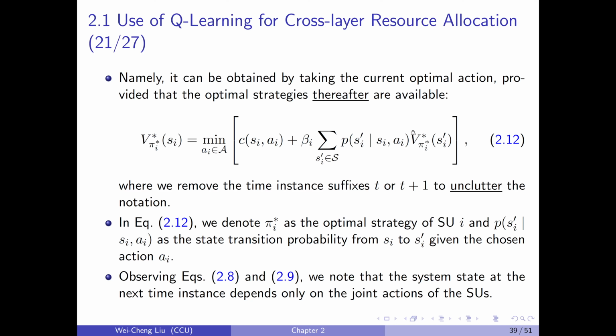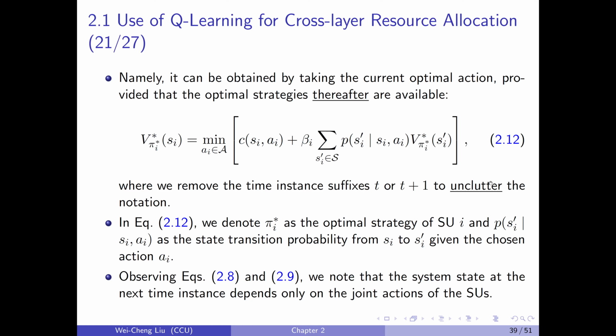And times V pi i star star of Si prime. So again, you can see that V pi i star star of Si is a function of V pi i star star of Si prime. So again, it is a recursive equation, where we remove the time instance suffixes t or t plus 1 to unclutter.